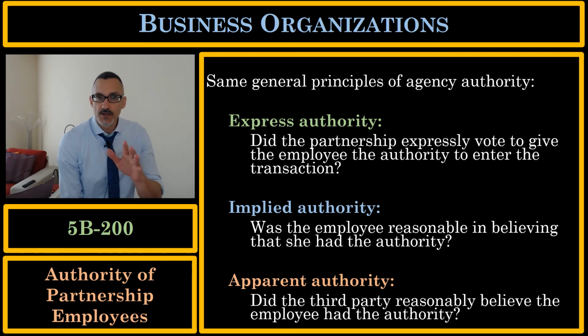Did the partnership give express authority? We're asking whether the employee had express authority, and what we need to know is, did the partnership expressly vote to give the employee the authority to enter into the transaction on behalf of the partnership? Implied authority: did the employee reasonably believe that she had the authority to bind the partnership in this transaction? And finally, apparent authority: did the third party reasonably believe, based on the actions of the partnership, that the employee had the authority to bind the partnership in this transaction?